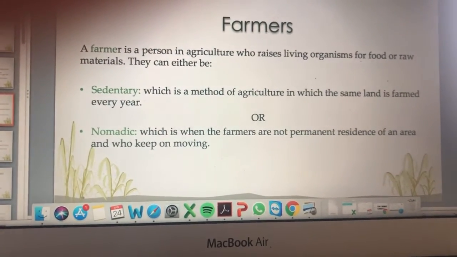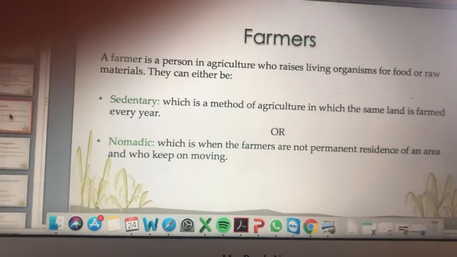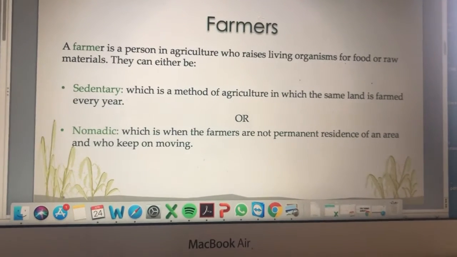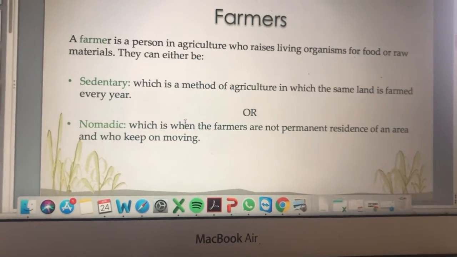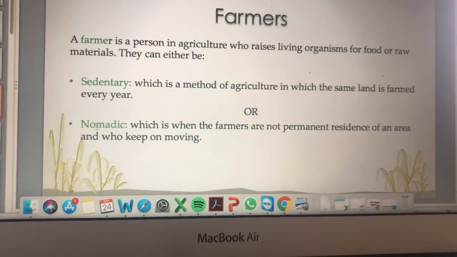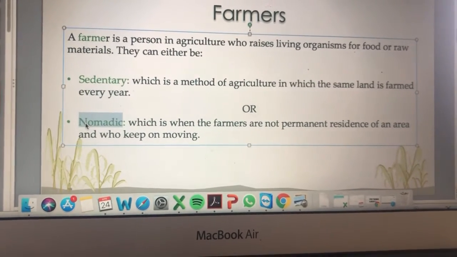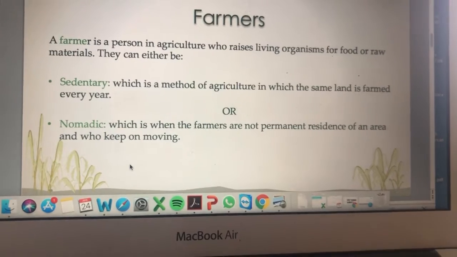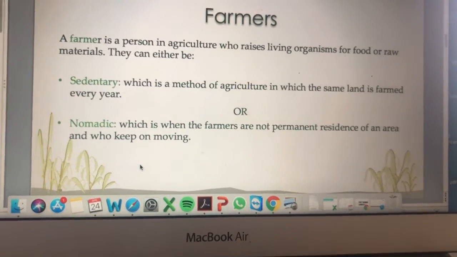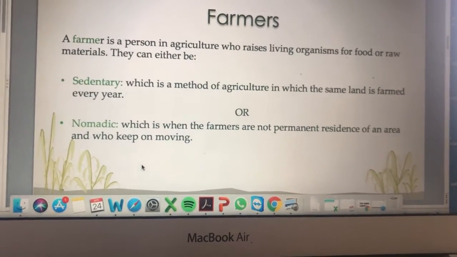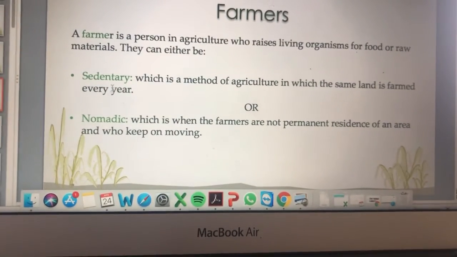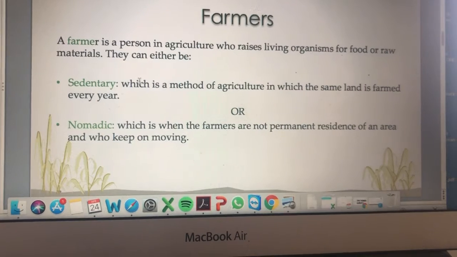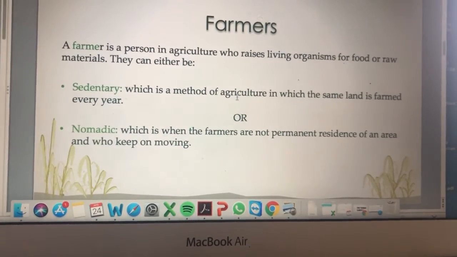So then we've got these different types of farmers. Maybe if you remember from the Arawaks, we did shifting cultivation. So maybe nomadic farming, this was more traditional. You didn't have a permanent residence, you kept moving, so you gave the land a bit of time to recover. Then we've got sedentary, which is what's used more nowadays, where you farm on the same land each year.